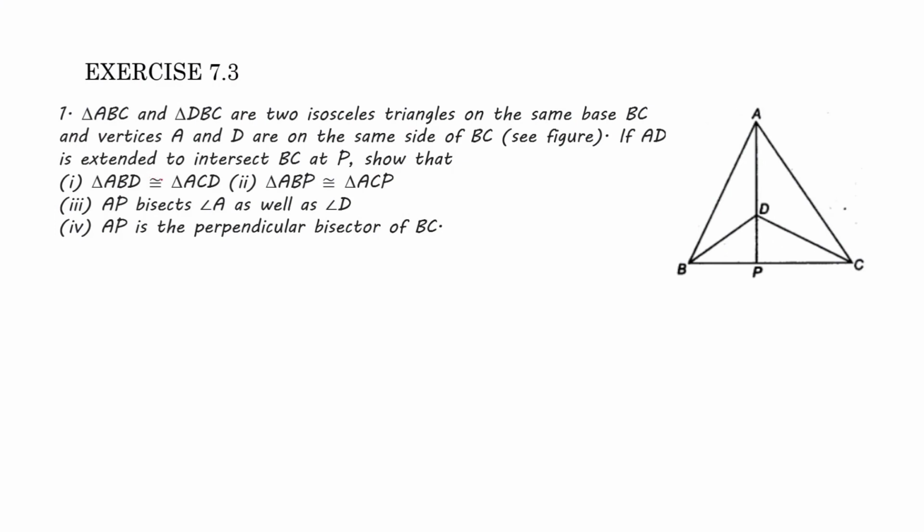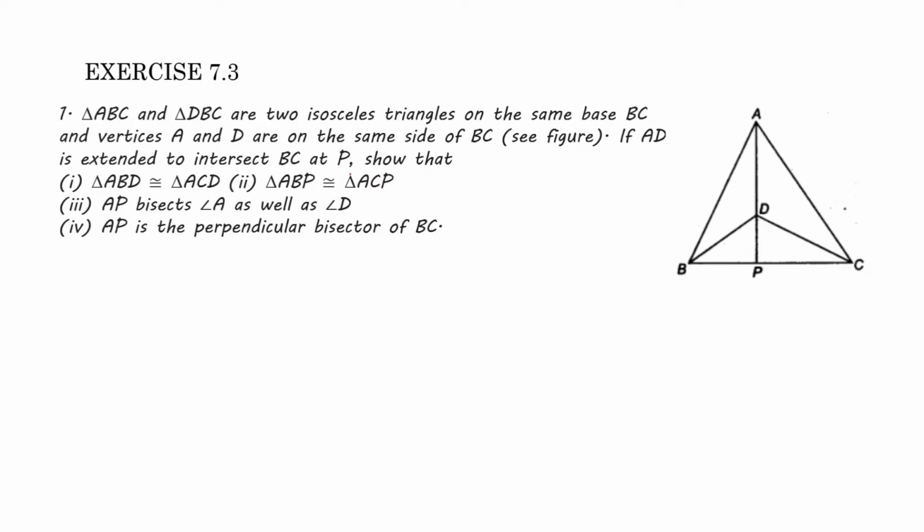Students, today we'll be looking at class 9 mathematics, exercise 7.3. First question. Triangle ABC and triangle DBC are two isosceles triangles on the same base BC and vertices A and D are on the same side of BC. If AD is extended to intersect BC at P, show that triangle ABD is congruent to triangle ACD.